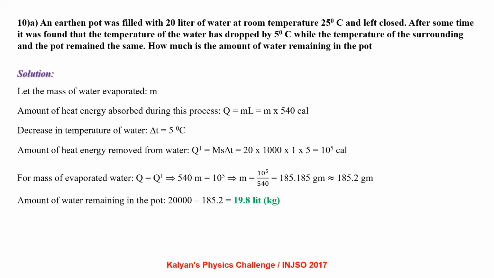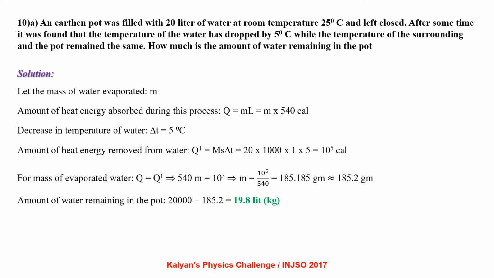An earthen pot was filled with 20 liters of water at room temperature 25 degrees centigrade and left closed. After some time, it was found that the temperature of the water has dropped by 5 degrees centigrade while the temperature of the surrounding and the pot remained the same. How much is the amount of water remaining in the pot?